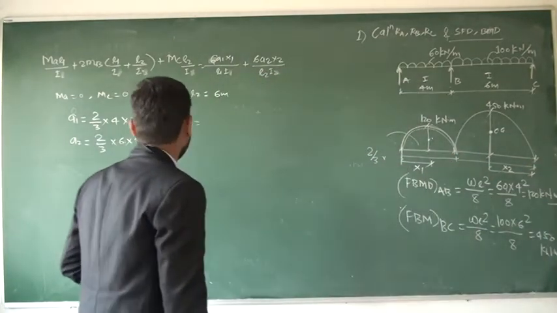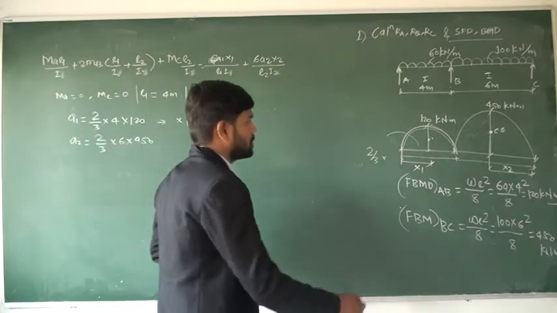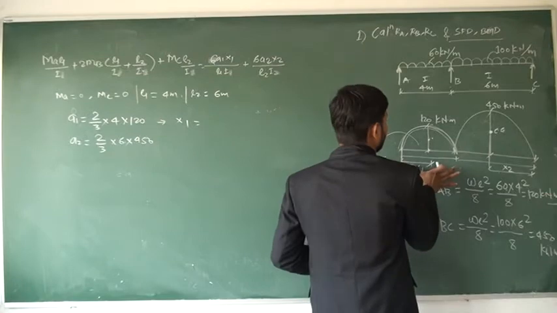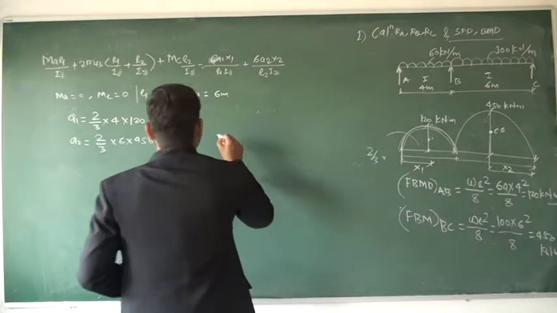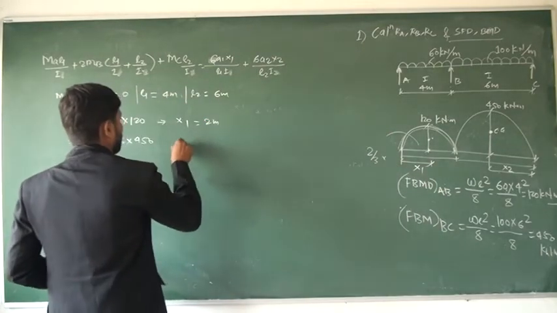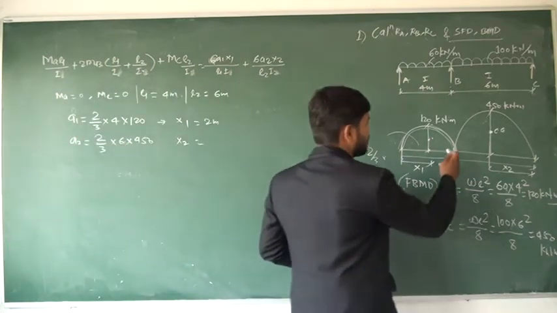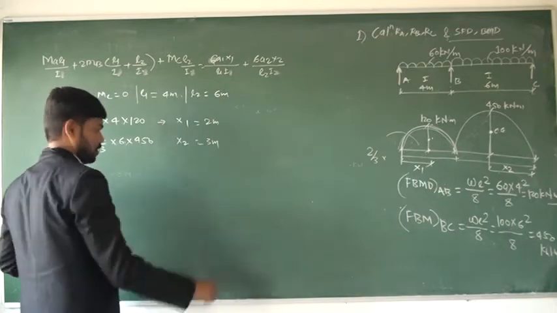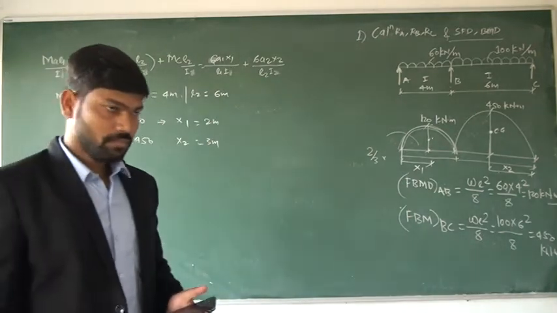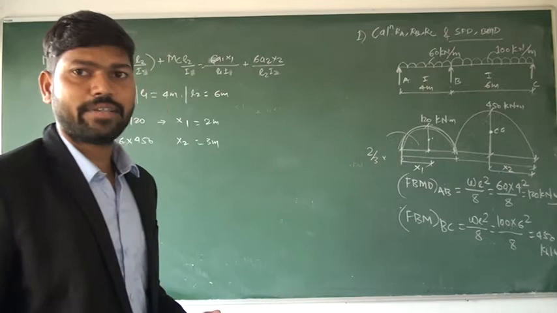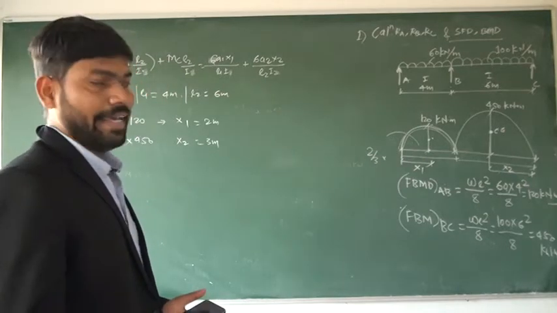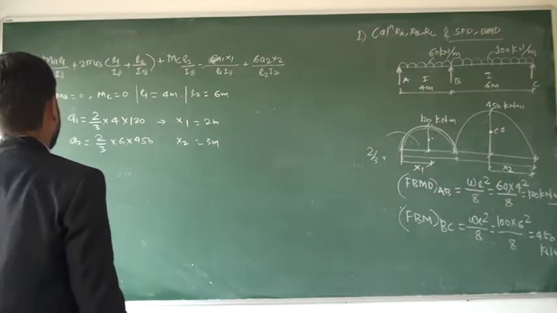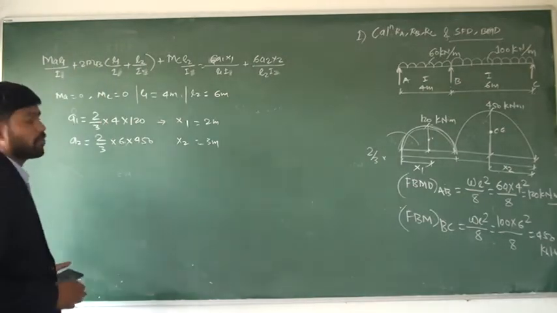Okay, now see, this is a symmetrical parabola, so X1 will be exactly at the center. As it is 4 meters, so X1 will be 2 meters. Simple. And for X2 again, as it is 6 meters, so X2 will be 3 meters. So calculation of X1 and X2 both are not so difficult as in the case of eccentric point load. Okay. Now all the values are known to us.